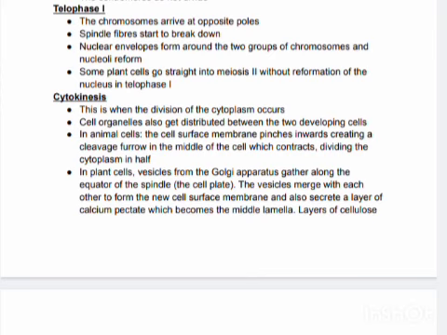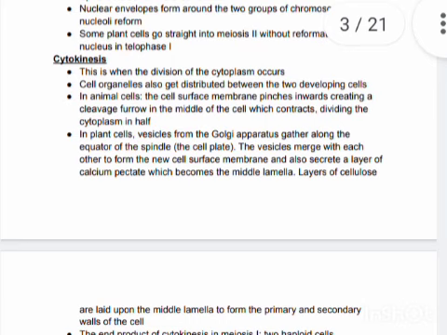Basically, what's going to happen in plant cells is that the vesicles from the Golgi apparatus are going to gather along the equator of the spindle, which is basically the part at which our homologous chromosomes arrange themselves, and the vesicles are going to merge with each other to form the new cell membrane, right? And they're also going to secrete a layer of calcium pectate, which is going to become the middle lamella, right? And layers of cellulose will be laid upon the middle lamella to form the primary and secondary walls of the cell, right? So this is what's happening in cytokinesis. This is how it's different in plant and animal cells, and you need to remember this, right?